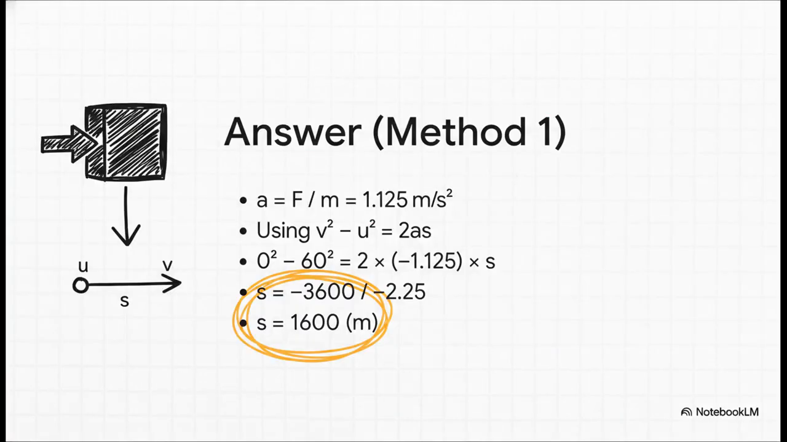Okay, method one, using forces. First, you rearrange F equals ma to find the deceleration. Easy enough. Then you plug that value for a into this big equation of motion, v squared minus u squared equals 2as. You just pop in the numbers, rearrange to solve for s, the distance, and you're there.